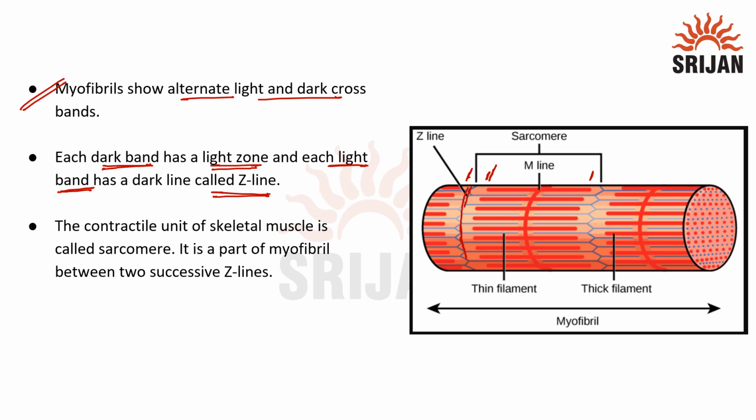Now we can see that this is Z line 1, this is Z line 2. From this Z line to this Z line, the entire unit is called the sarcomere. So the contractile unit of skeletal muscle is called the sarcomere, and it is the part of the myofibril between two successive Z lines.